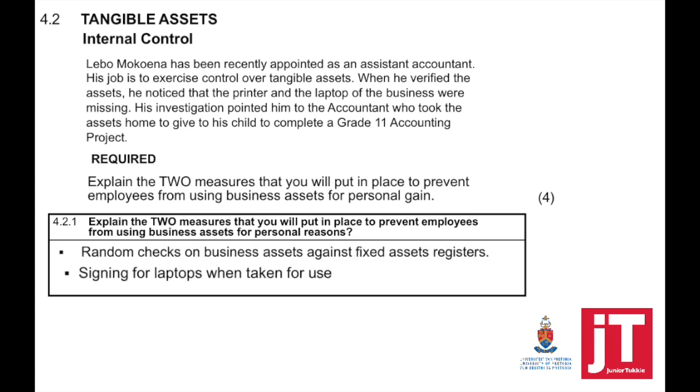So the first thing is random checks on business assets against fixed asset registers. Remember that a fixed asset register is an individual record of all of your assets. Signing for laptops when taking for use. So these are measures that we can put in place to prevent employees from using business assets for personal reasons.